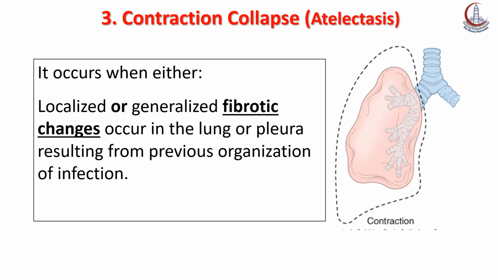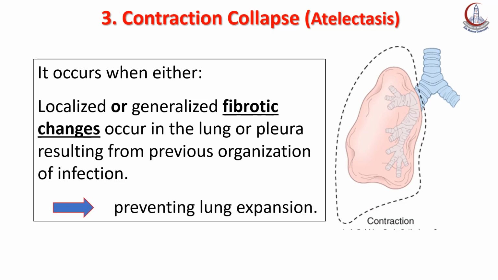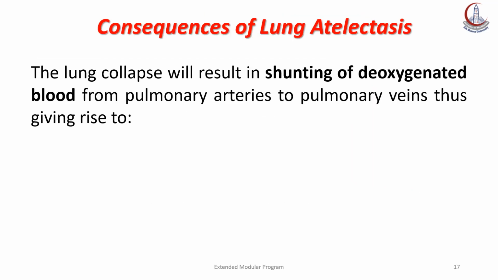The third type of secondary collapse is called contraction collapse. It occurs when either localized or generalized fibrotic changes occur in the lung or pleura, resulting from previous organization of infection, leading to prevention of lung expansion.